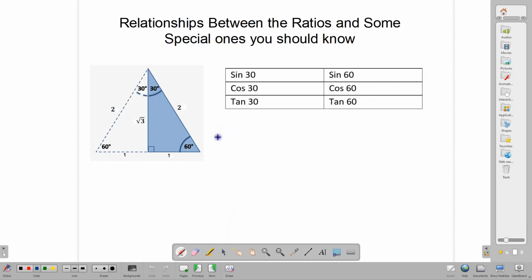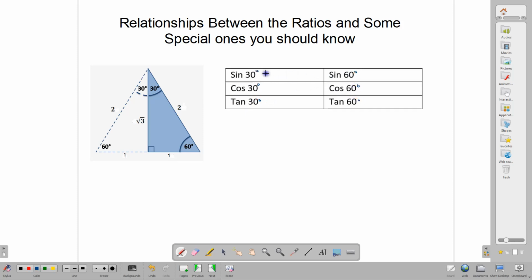There are some special relationships between the ratios, and we're going to explore them a little bit here. And some of them that you should know. It's not required that you must know them, but it's nice to know them. And the relationships are quite unique, some of them even cute. Sine of 30. And when we say 30, we mean 30 degrees and 60 degrees.